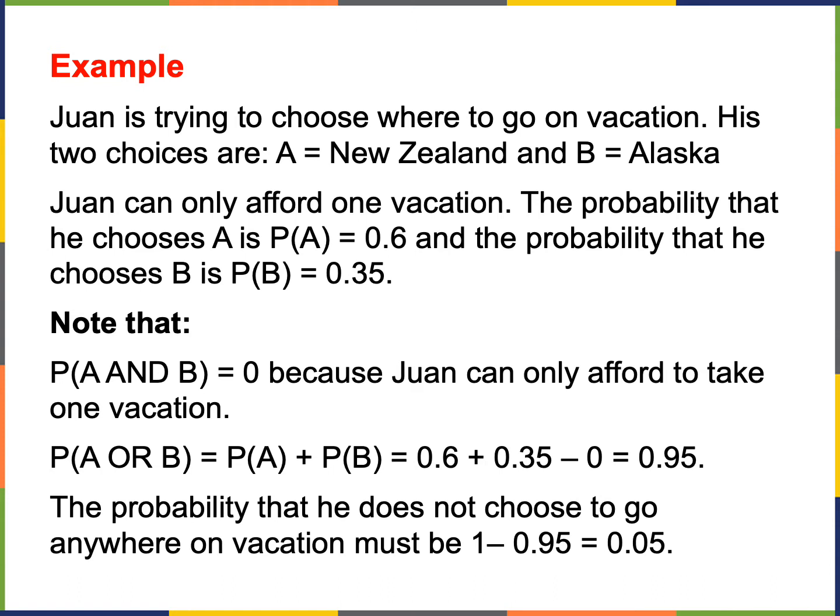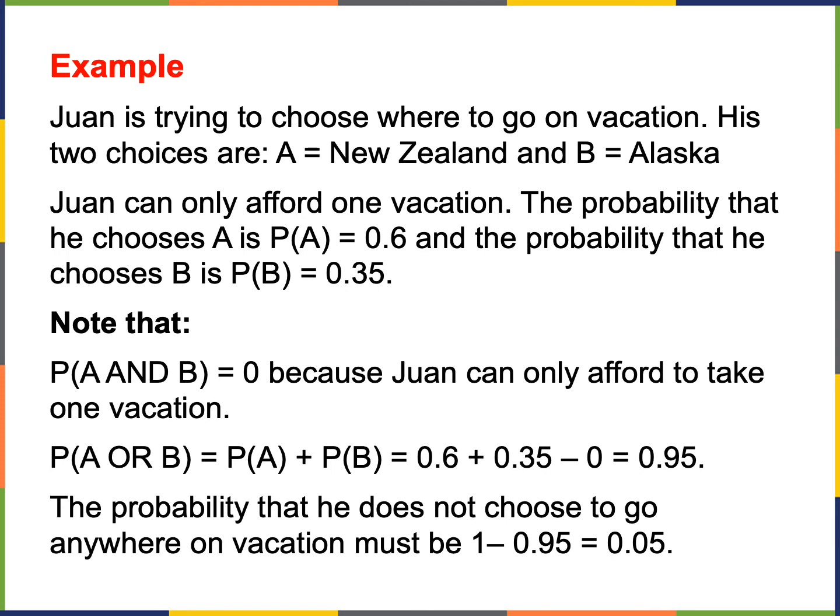Let's do a super fun example. Let's say Juan is trying to choose where he wants to go on vacation. He has two choices: A is New Zealand and B is Alaska. Juan can only afford one vacation. The probability that he chooses A is 0.6, and the probability that he chooses B is 0.35. Note that he can only afford one vacation, so the probability of both happening is 0.